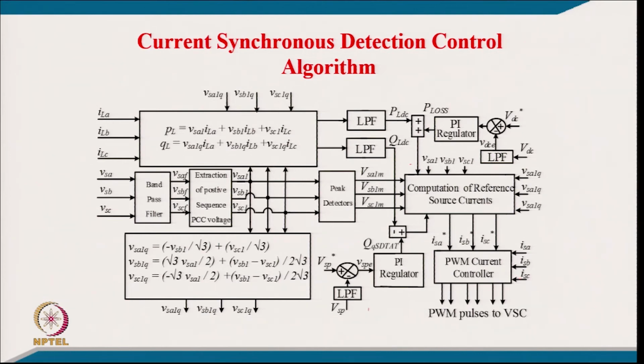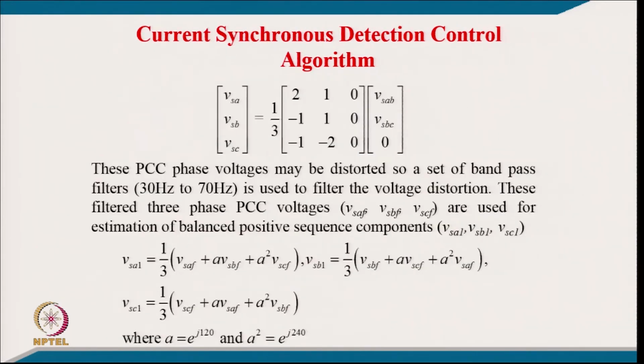Again here also, if we make this 0, it will be modified for unity power factor operation, and if it is there then it will be for 0 voltage regulation. And these are the typical expressions that we have from line voltage; we are getting the phase voltage, similar to what we discussed in the other control algorithm.